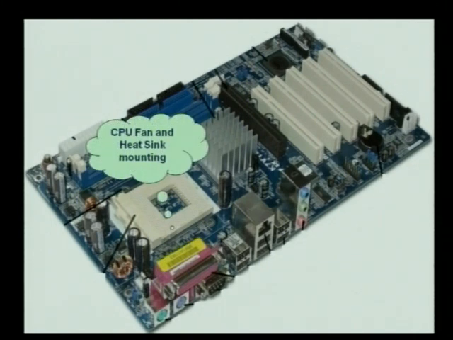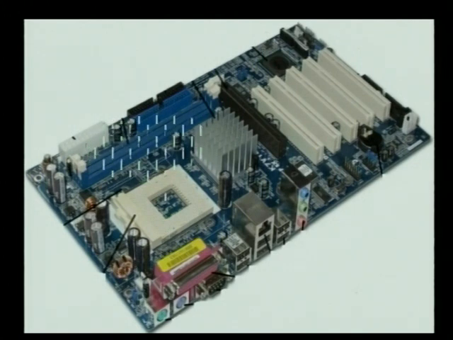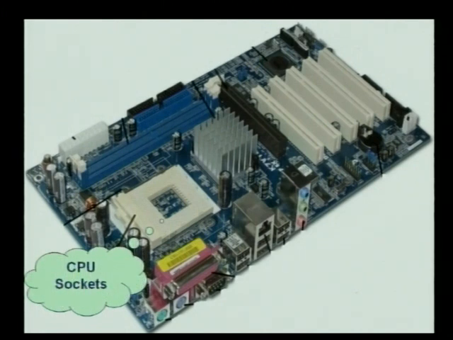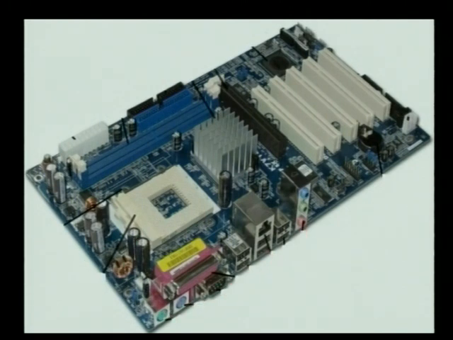Now this is the place where we fit our CPU, fan and heat sink. And these are the CPU sockets where we fit our CPU. Now these are the sockets, and we will have something in our CPU, that is our central processing unit. We call that a processor also. Okay, nowadays we are having our processor speeds in gigahertz.